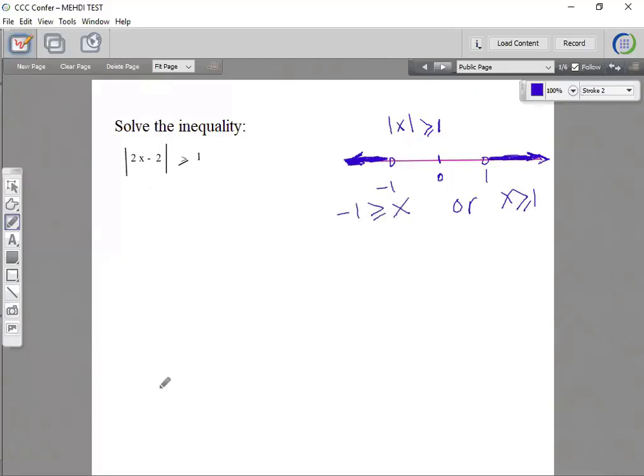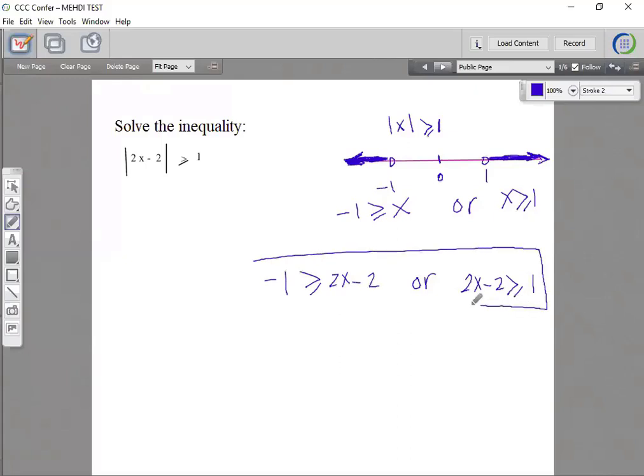Now, once I understand that, all I have to do is, instead of x, put 2x minus 2 in these two regions. So instead of x, I would say 2x minus 2 must be greater or equal to 1, or 2x minus 2 must be less than or equal to minus 1. So this would be my translation going from absolute value inequality to just inequality. Now I can go ahead and isolate x and get my answer. So the first step is to do that translation.